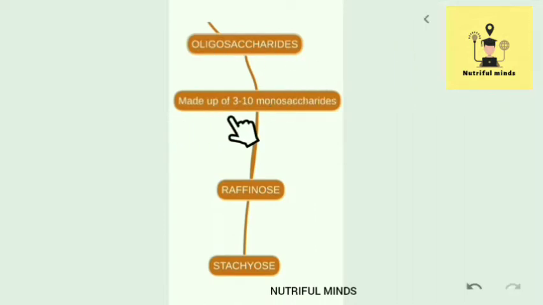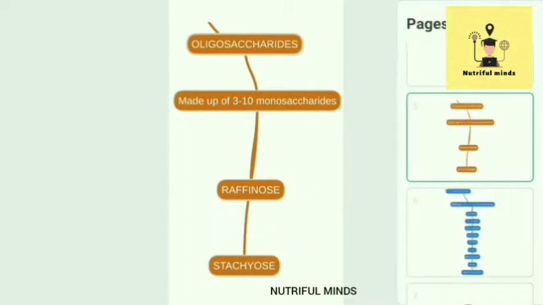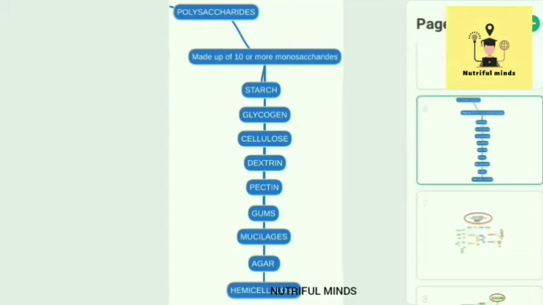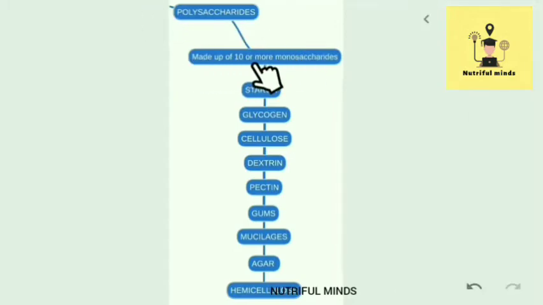Oligosaccharides are made up of 3 to 10 monosaccharides. They include raffinose and stachyose. Polysaccharides are made up of 10 or more monosaccharides. They include starch, glycogen, cellulose, dextrin, pectin, gums, mucilages, agar and hemicellulose.